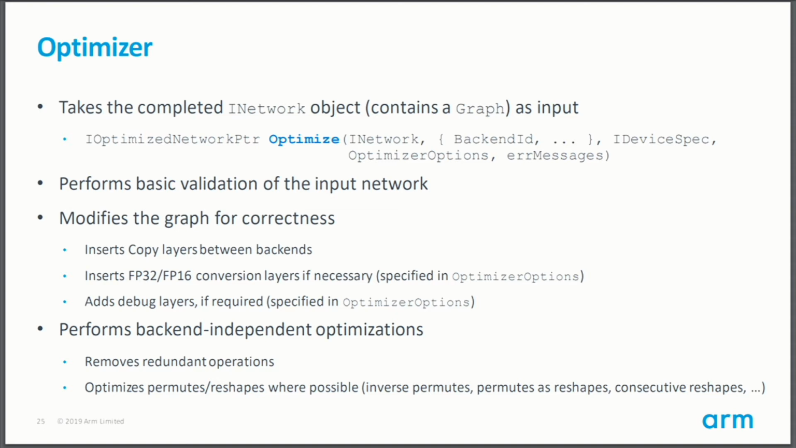One of the things that we do is when you optimize the network, you give it a list of backend IDs that you want it to run the graph on. The first backend identified in this list will be chosen if possible, and if it doesn't support a particular layer, then we'll move to the next backend in the list, and so on until we find a backend that will support the graph layer. We have other options in there which I'll explain on other slides.